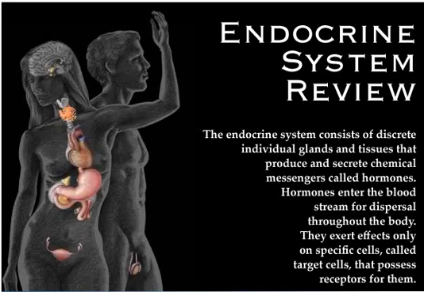The endocrine system consists of discrete, individual glands and tissues that produce and secrete chemical messengers called hormones. Hormones enter the bloodstream for dispersal throughout the body. They exert effects only on specific cells, called target cells, that possess receptors for them. For simplicity, the endocrine glands and tissues that are common to both males and females are shown only on the female figure.